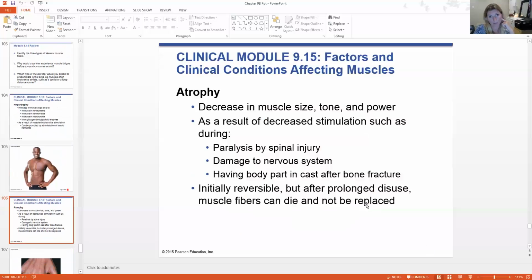Atrophy is a decrease in muscle size, muscle tone, and power/strength/tension, right? This could be because of paralysis, damage to the nervous system, maybe having a body part that has been immobilized by a cast or something like that over a long period of time.